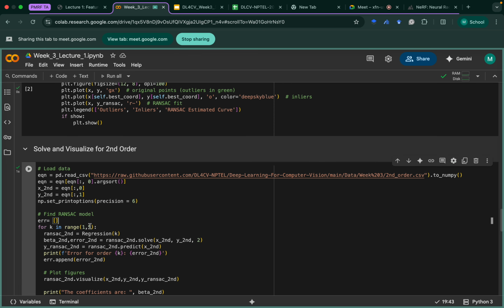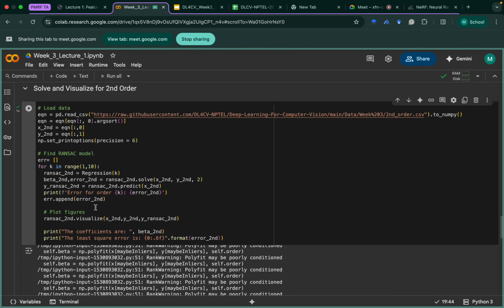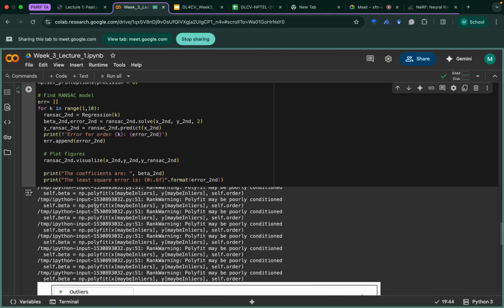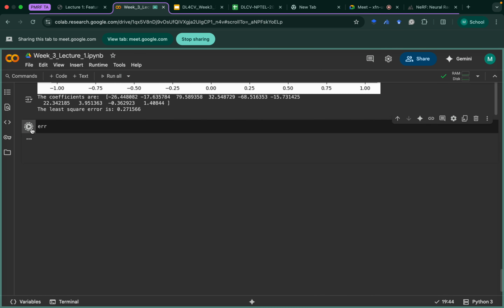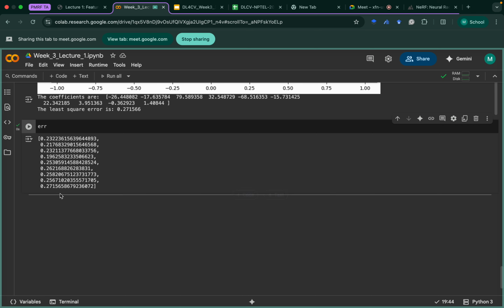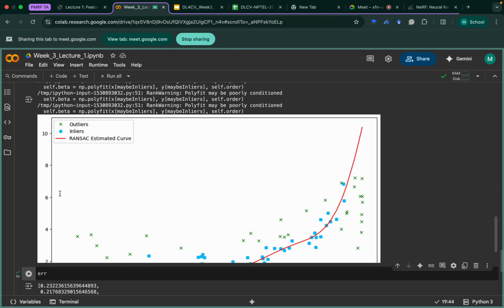So maybe let's see if I can put 10 here. So what do you see here? Your error has gone down, right? From say the second one is 0.21, 0.23, 0.19. Then it actually started increasing: 0.25, 0.26, 0.25, 0.25, 0.7, right? It actually started increasing. Why did it increase?